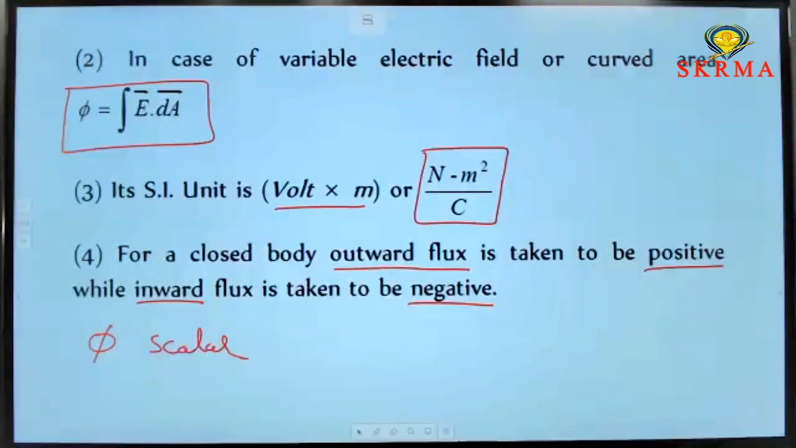Take this one, fourth point. For a closed body, outward flux is taken as positive and inward flux is taken as negative.